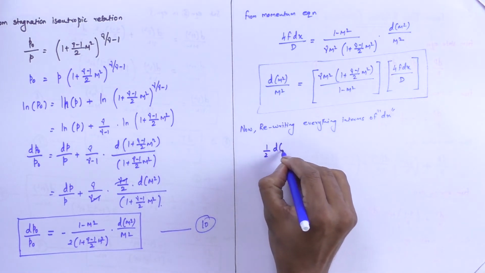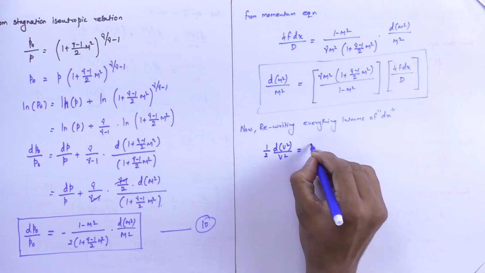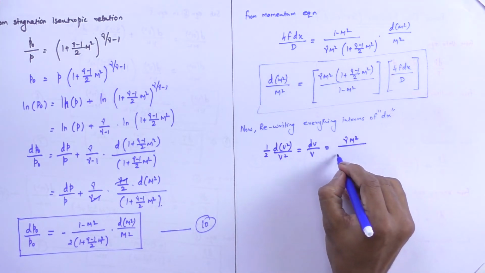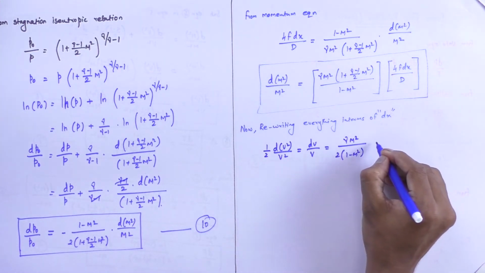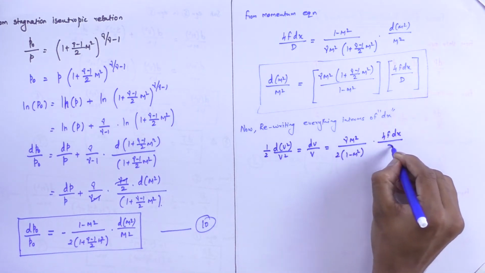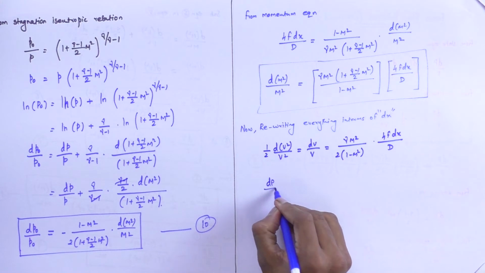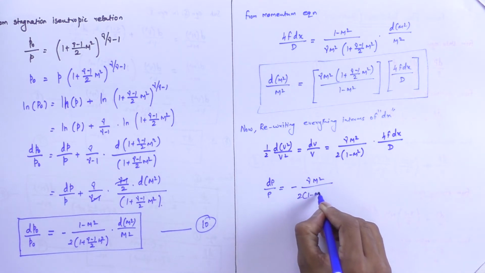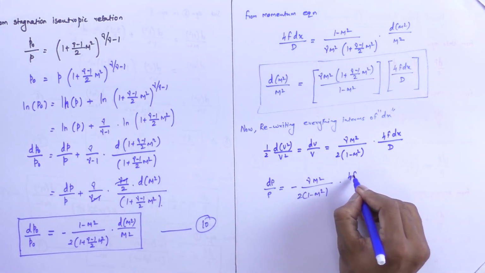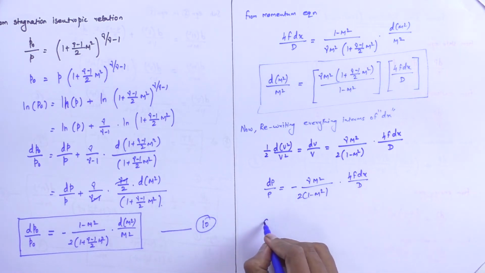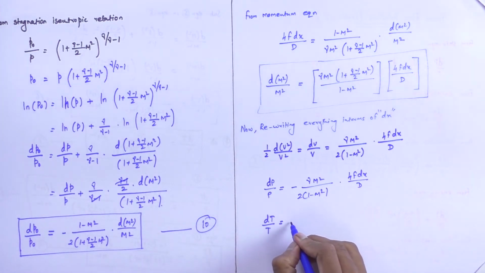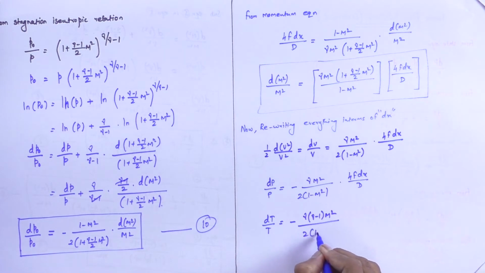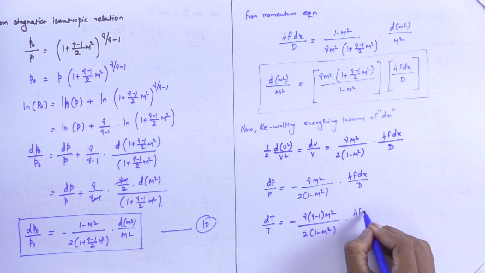Of dV into V square divided by V square is equal to dV by V, equal to gamma M square divided by 2 into 1 minus M square into 4f dx divided by D. Then d rho by rho is equal to minus gamma M square divided by 2 into 1 minus M square into 4f dx divided by D. Then dT by T is a function of dx, it is gamma by gamma minus 1 M square divided by 2 into 1 minus M square into 4f dx by D.